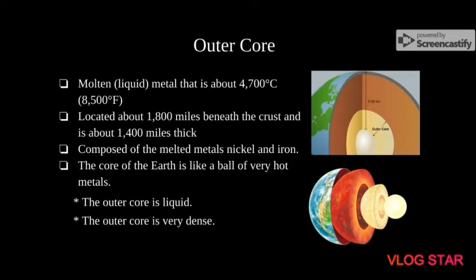Now let's learn more about the outer core. It's molten, meaning it's liquid, metal that's about 4,700 Celsius, which is 8,500 Fahrenheit. It's located 1,800 miles beneath the crust and is about 1,400 miles thick. It's composed of melted metals, nickel, and iron. The core of the Earth is like a ball of very hot metals. The outer core is liquid, and also very dense.